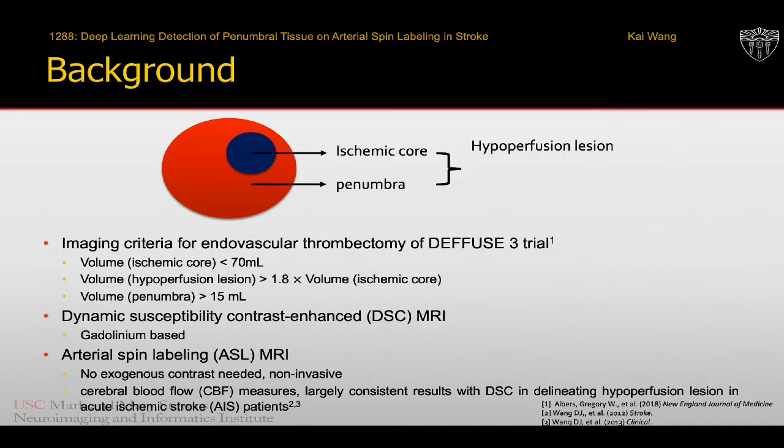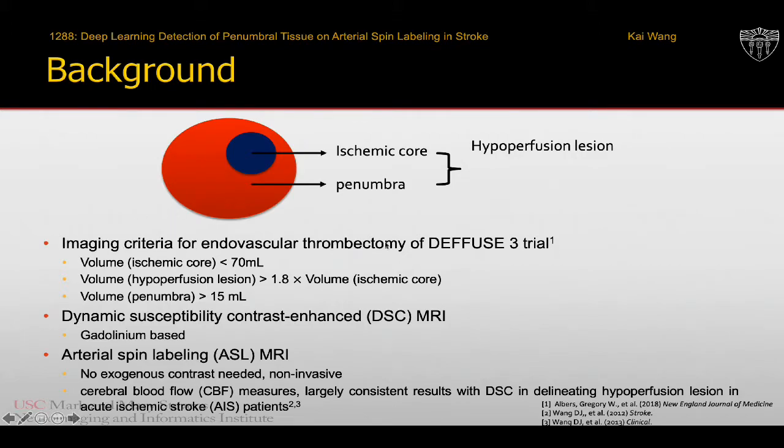When acute ischemic stroke happens, the ischemic core is where the ischemia originates. Therefore, brain tissue of this region is non-salvageable, and the larger region around it is the hypoperfusion lesion, which includes the ischemic core and the penumbra. The penumbra is most likely to benefit from endovascular thrombectomy treatment.